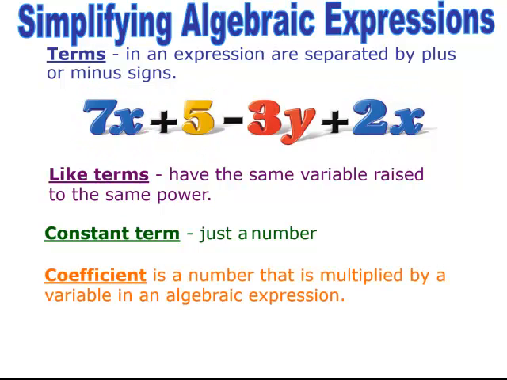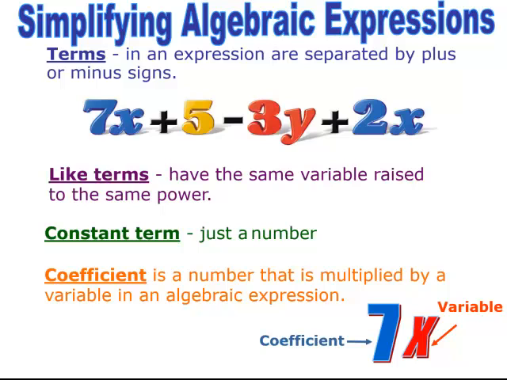And then coefficient. Whenever we're talking about a coefficient, it is the number that is multiplied by the variable in an algebraic expression. So it's the number that's attached to the variable. So in this case, the coefficient for 7x is simply 7. So the coefficient is the number attached to the variable.